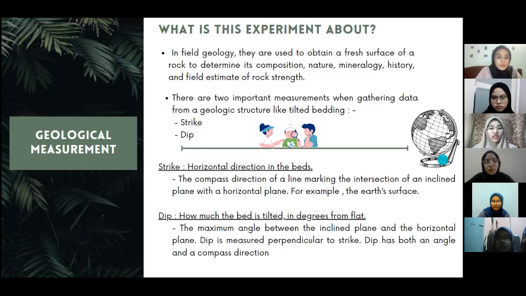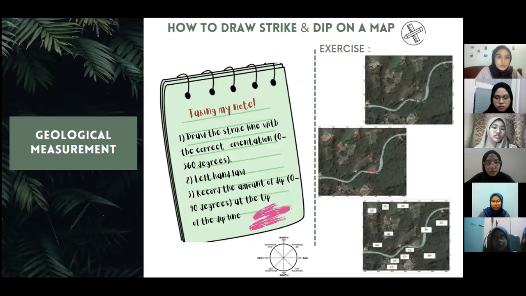Next, in geological measurement, we need to know how to draw a strike and dip on a map. Firstly, we need to draw the strike line with the orientation from 0 to 360 degrees.